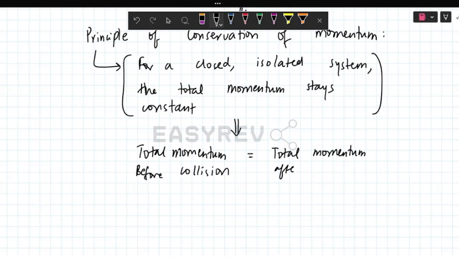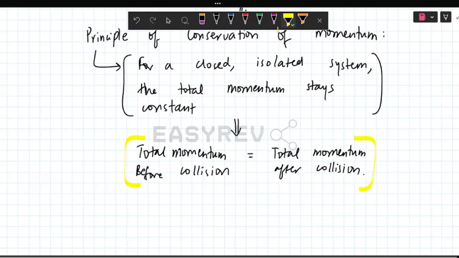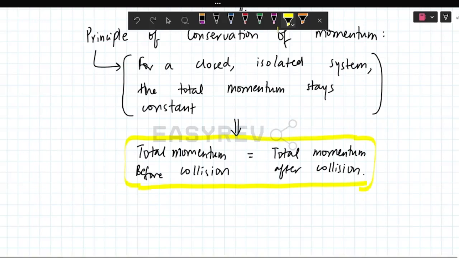Now it's really this result that's the crux of dealing with closed isolated systems and using this to figure out what the new velocities or initial velocities are before and after some kind of a collision. However, this would only hold if you have a closed isolated system, right?